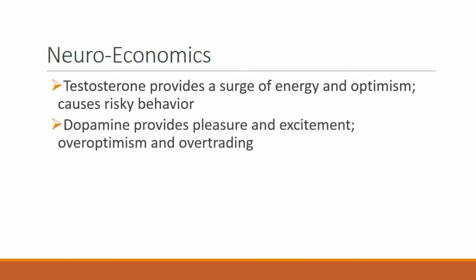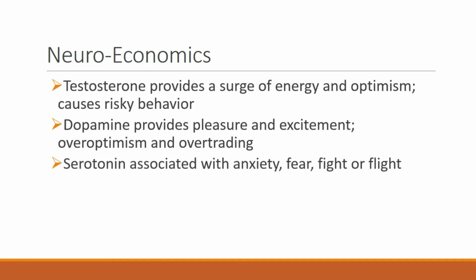Dopamine is another chemical that's produced in the course of decision making. Dopamine provides pleasure and excitement. Again, in moderate doses, it's good for us. However, too much dopamine leads to over-optimism and over-trading. Dopamine is also the chemical that gives pleasure from gambling and from trading.